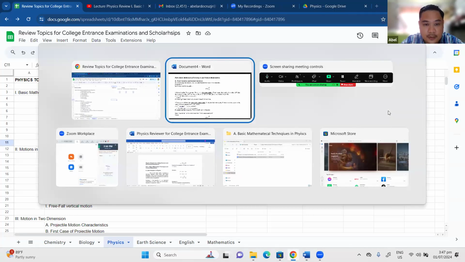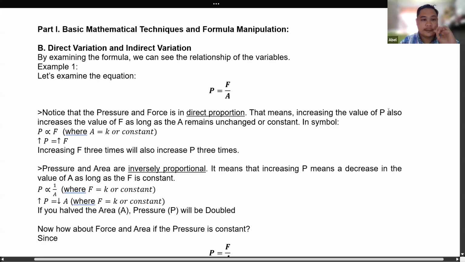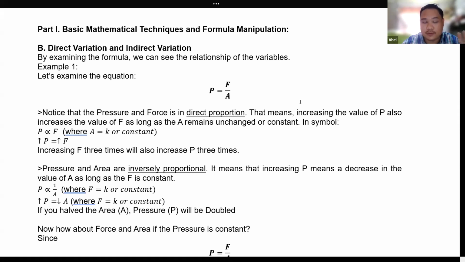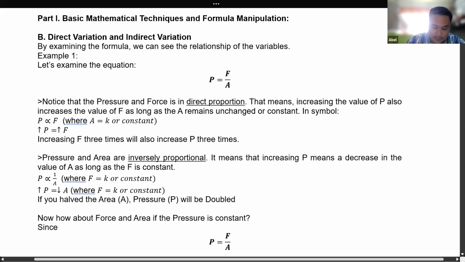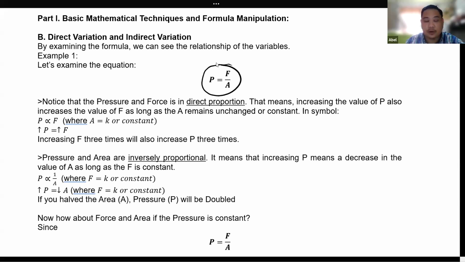Okay, so let's see. Once we say it is a direct variation, we talk about the relationship between two or more variables, and whether they are going to increase or decrease in value. Sometimes we will encounter this kind of formula. Let's examine this equation: pressure is equal to force per area. I think this one is the most common equation in physics. We define pressure as force per area.